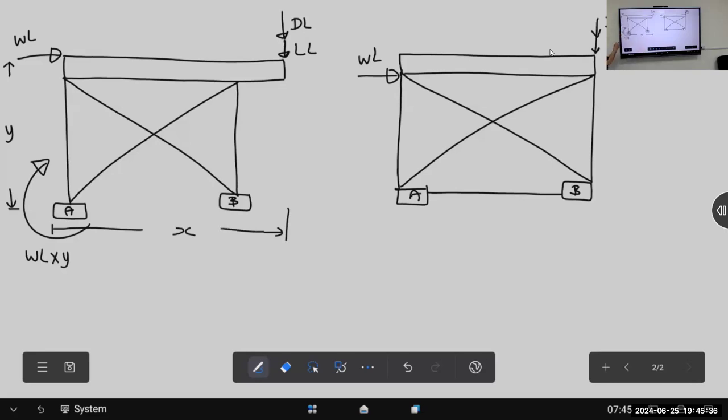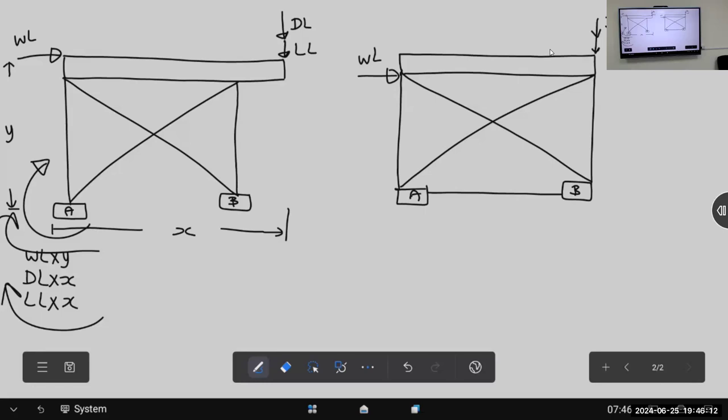Correct or not? Now dead load multiply x. Live load multiply x. See, 1, 2, 3 moments. Three moments in the same line of action, the same direction. When I say line of action, I mean the same direction.